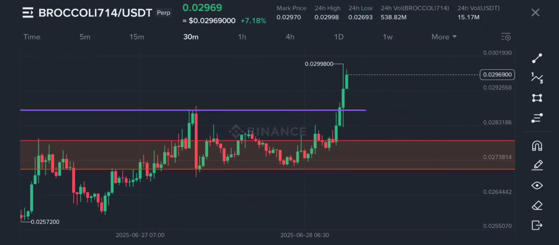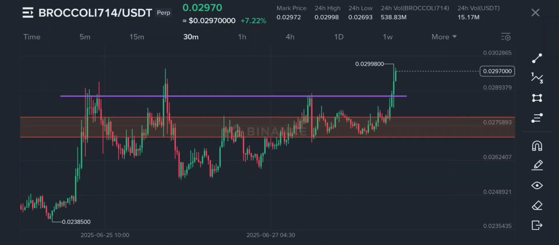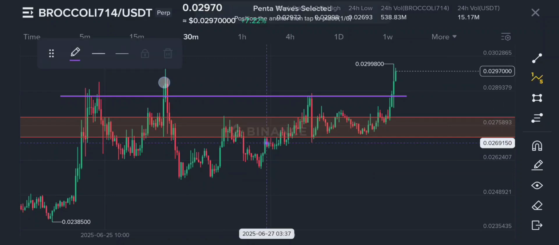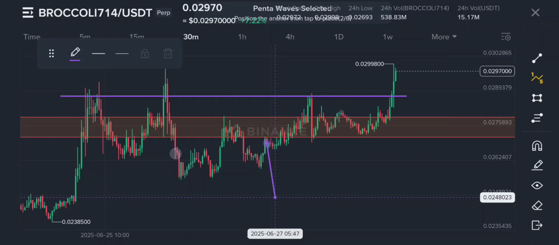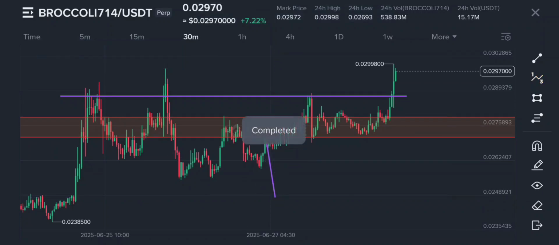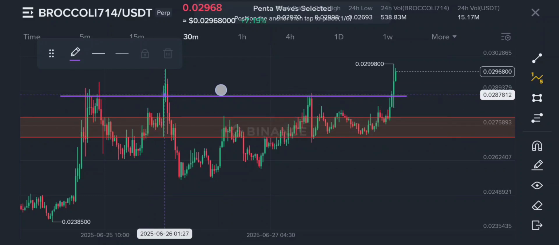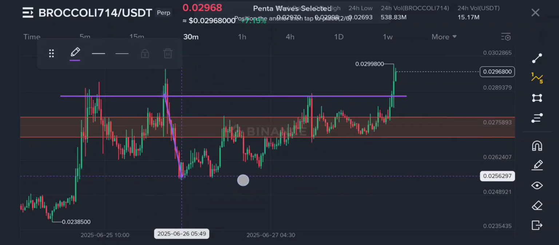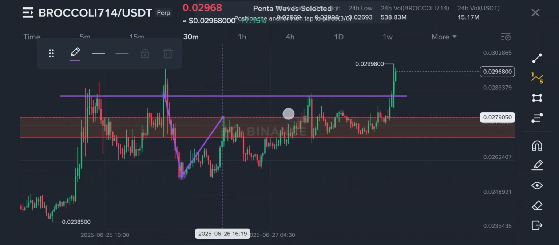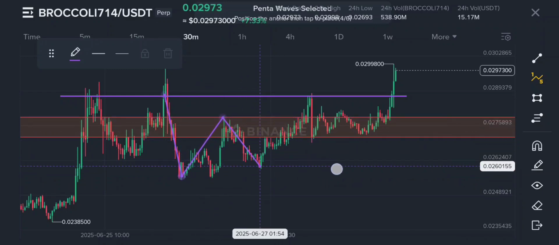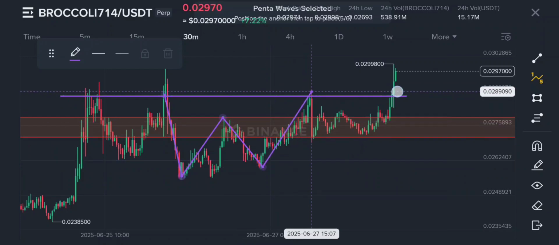Okay, let me do that again. You see how it gives us this lower high all the way from here. You can see the lower high here. Retesting a certain support or resistance area.